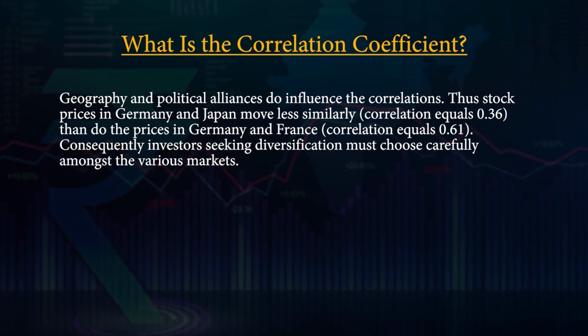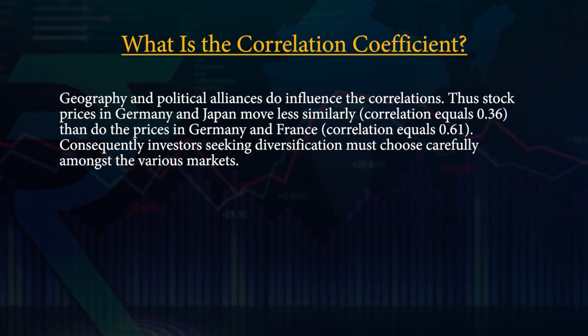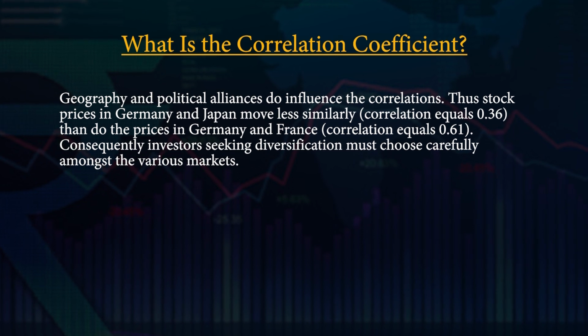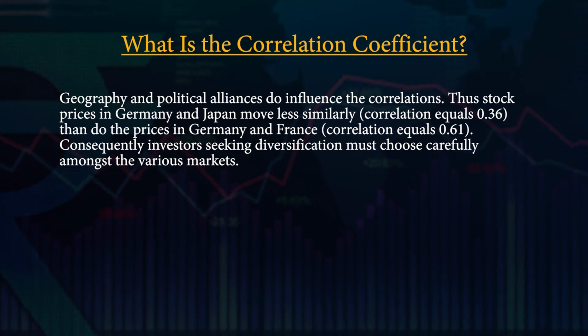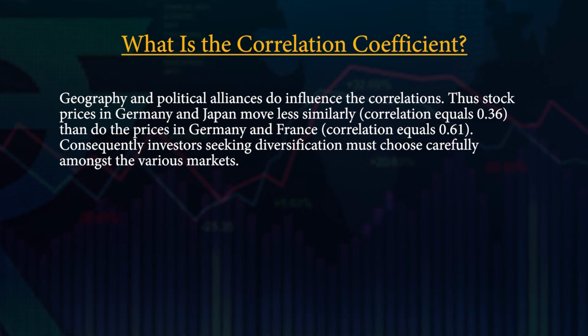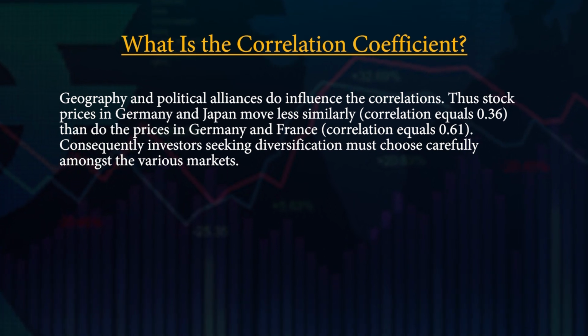Geography and political alliances also influence the correlations. Stock prices in Germany and Japan move less similarly; as I said, the correlation equals 0.36. While for Germany and France, the correlation is around 0.61. So here the stock prices move more similarly. Consequently, investors seeking diversification should very carefully choose amongst the various markets.